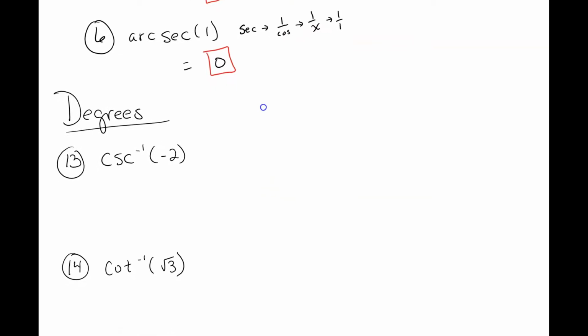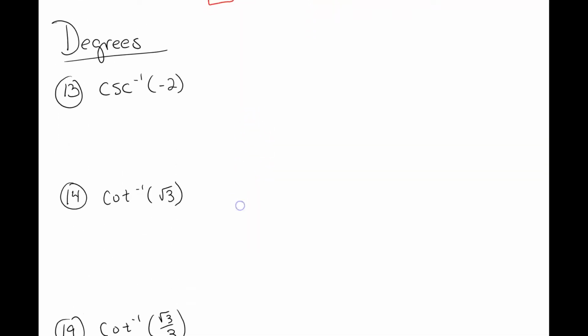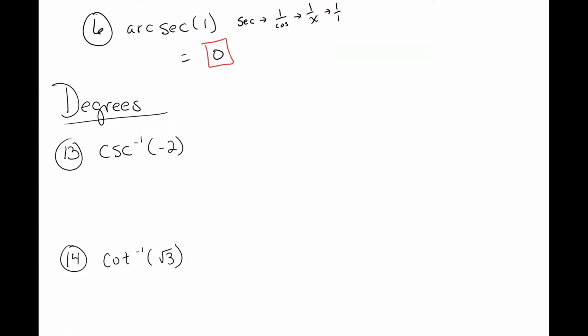All right, now let's take a look at the last couple of examples where we consider degrees. So we're going to do the same process. All right, we're going to talk about, in this case, the cosecant. So we're going to take a look at this one right here that I call number 13. And I know I jumped around, but this is part of a larger set of problems.